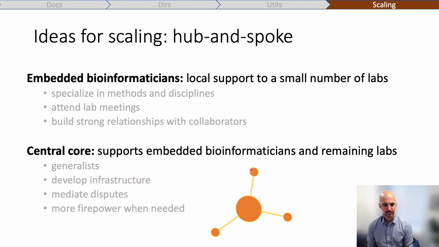But so that they're not working in isolation, we also have the central core, which is supporting them. We're building infrastructure, handing off code to them, and also mediating disputes and providing more firepower when needed, and in general just having their backs, so that collectively it's all the core, but we have the central and embedded components of it.